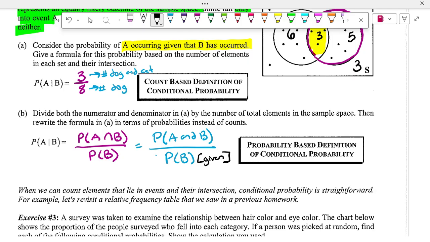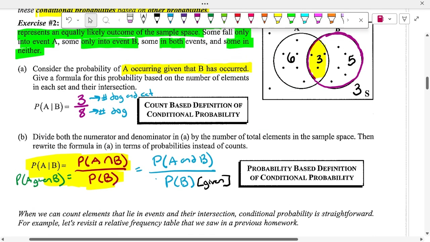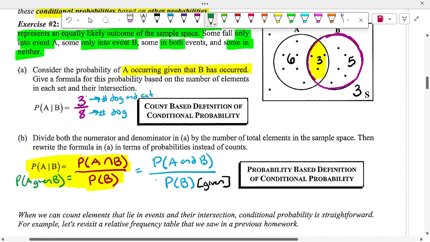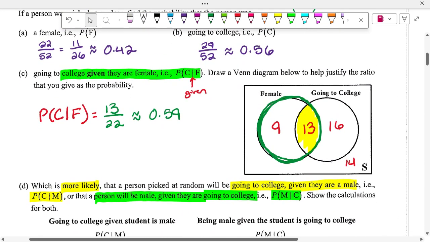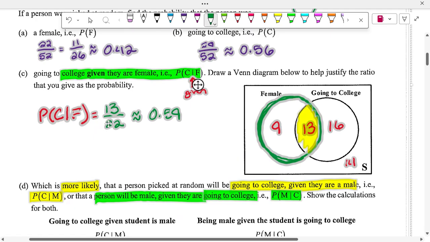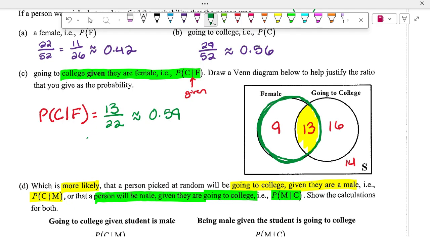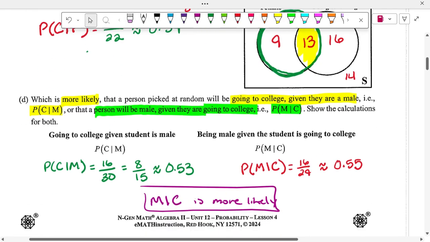So this formula, like right here, is the actual formula for conditional probability. If you're trying to find the probability of A given B, that's equal to this formula. And think about it, it actually is true, because we have our intersection here, and then the probability of B happening total. If we look back at our previous example, the female going to college, don't we have the intersection here and then the total number of females? Isn't that true? Yeah. So it still works.